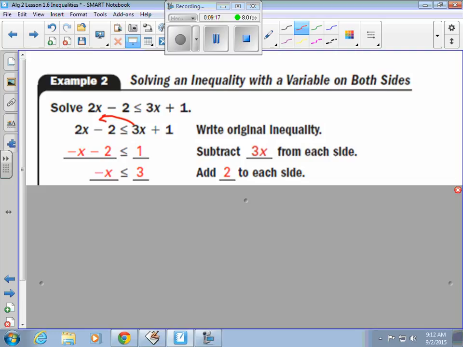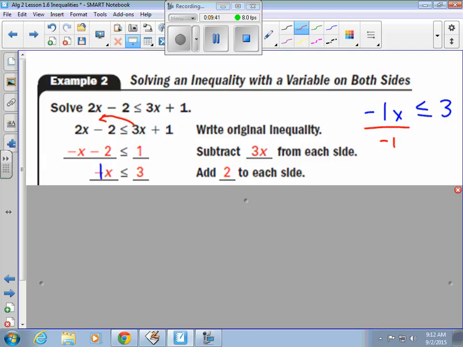We still don't have x by itself, though. We have -x or -1 times x. We didn't reverse the symbol on that last step because all we did was add 2. From here, though, this is where we have to look at it. It says -1 times x is less than or equal to 3. We undo that by dividing by -1. That's how we get x by itself.